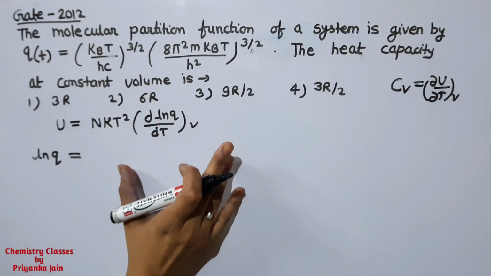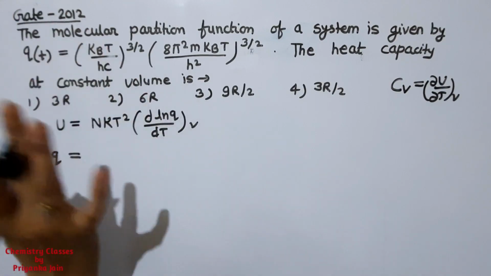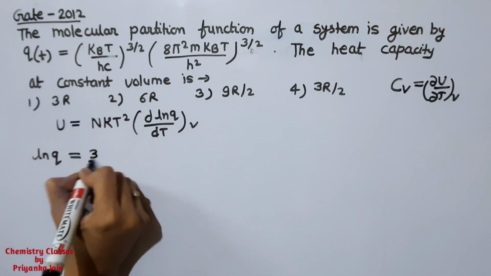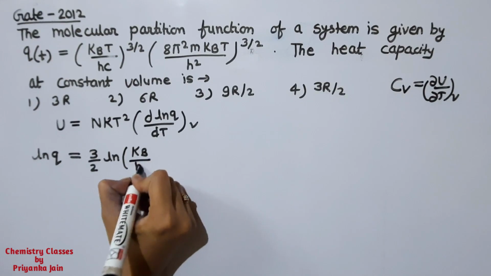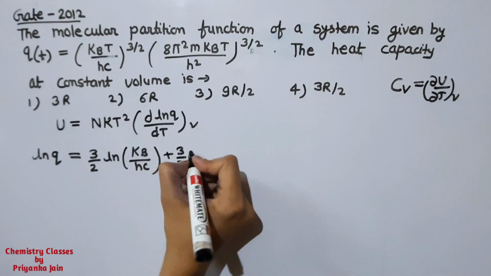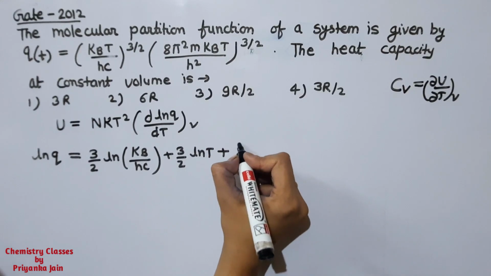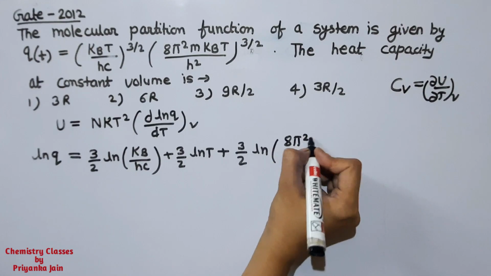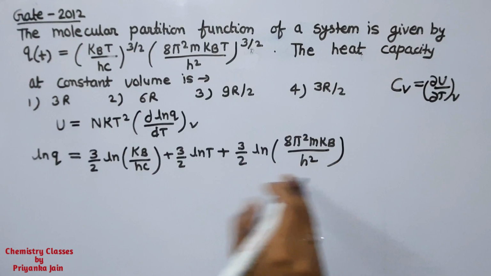So take the logarithm of the whole partition function. Now we have to separate the variable terms. It means we have to differentiate with respect to temperature, so we have to separate this temperature term. When we are taking its logarithm, this will come in this way, and we can write kb upon sc, and then separate this term 3 by 2 natural log of t plus this term 3 by 2 natural log of 8 pi square m kb divided by h square. We have separated the constant terms.